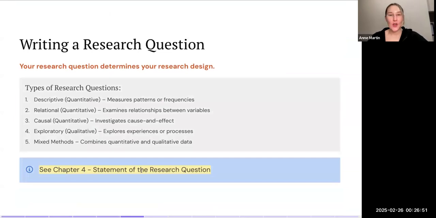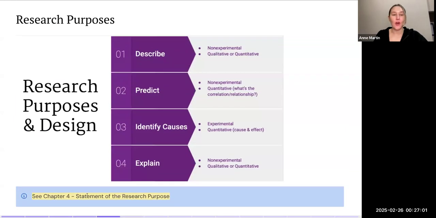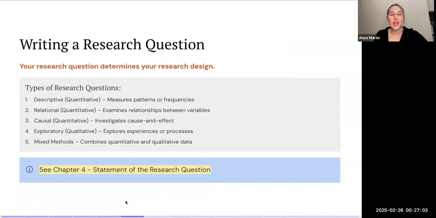So in terms of writing your research question, this is important because it determines your research design and it should be aligned with your design. Similarly to the section in chapter 4 that is about writing a statement of purpose, there's also a section about writing your research question. So look there, that section of the text has tables, it has scripts, starters, and it has examples for quantitative, qualitative, and mixed methods. So just a few pages, but do use that as a reference.